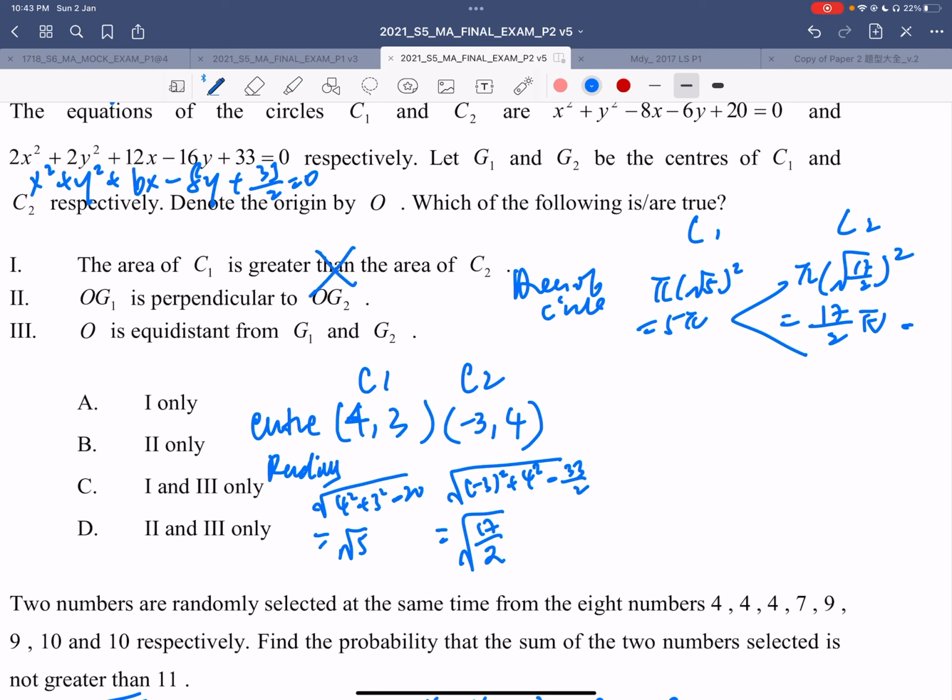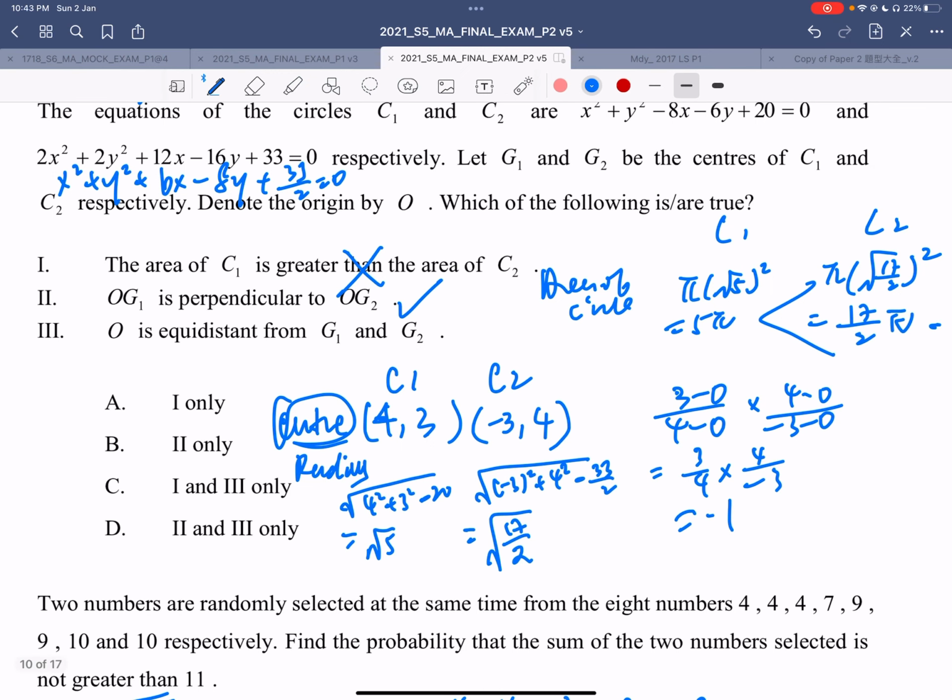And then, O1 is perpendicular to O2. Let's see, O1 and O2, the slope. We can actually use the centers. What is the slope of O1? It should be equal to 3 minus 0 over 4 minus 0, times the slope of O2. The slope of O2 is 4 minus 0 over negative 3 minus 0, which will be negative 4 over 3. Then the product will be equal to negative 1. So they are perpendicular.